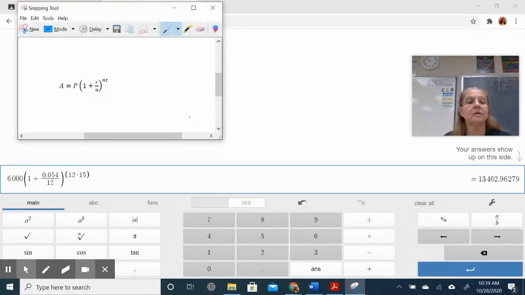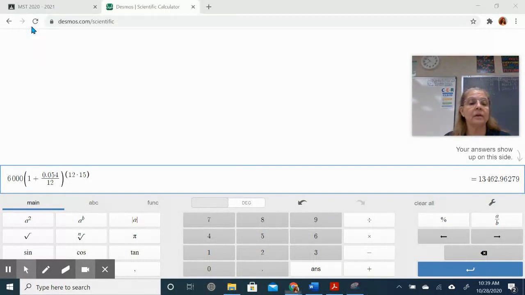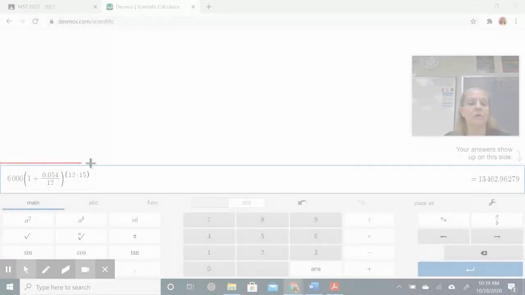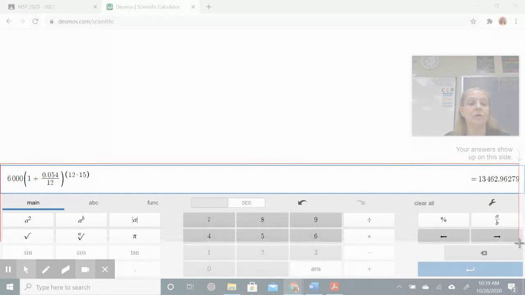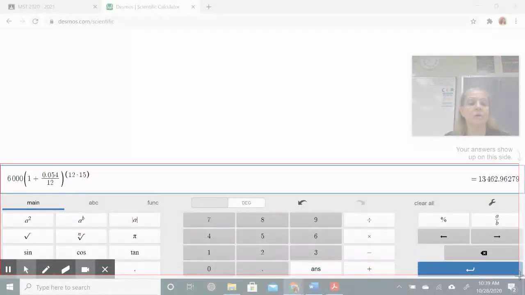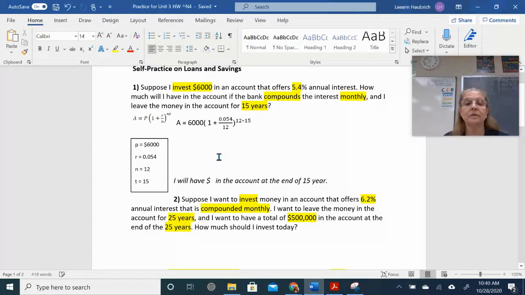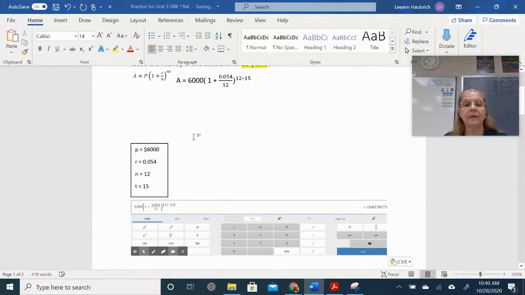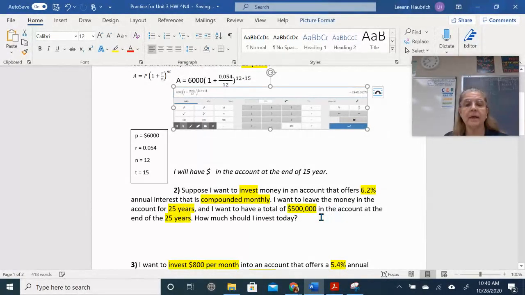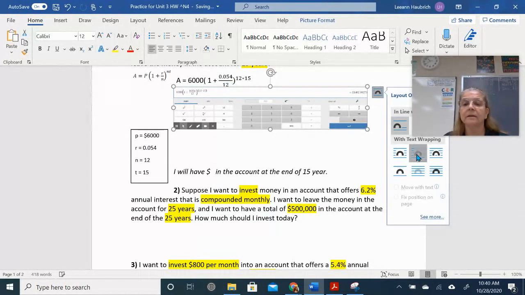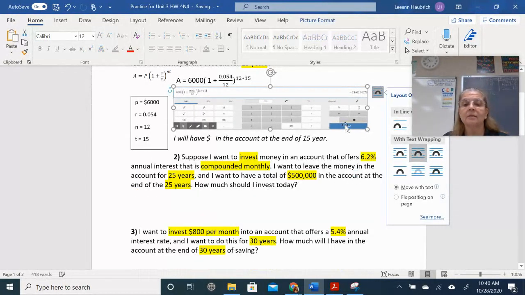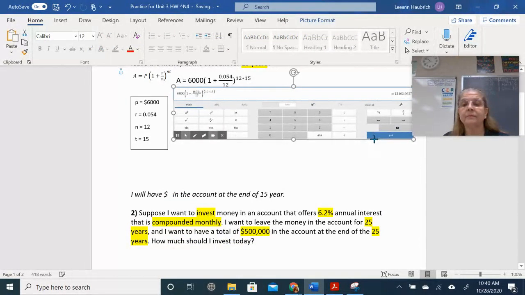So I'm going to go get a new screenshot, hit new, and I want to grab everything in the calculator to show this as my work. Go back to where the work is due, and right underneath here, hit Control V. So I'm going to shrink this a little so that I can get it on the side. That's a little too small.